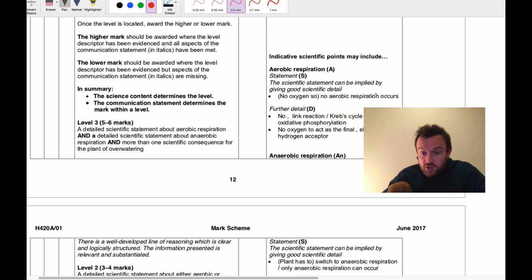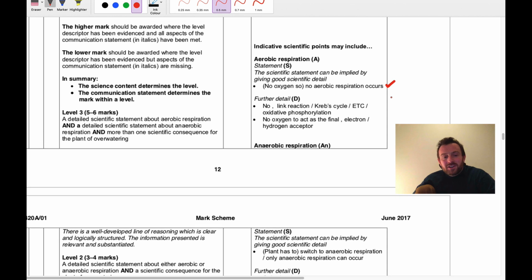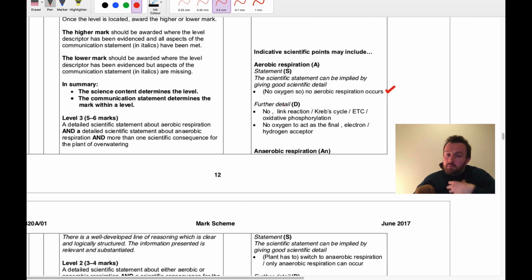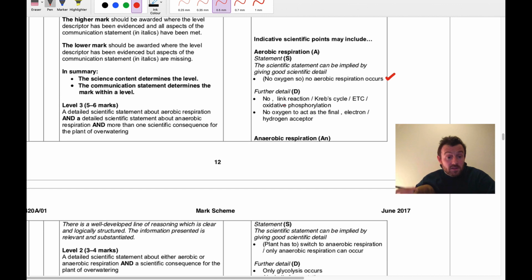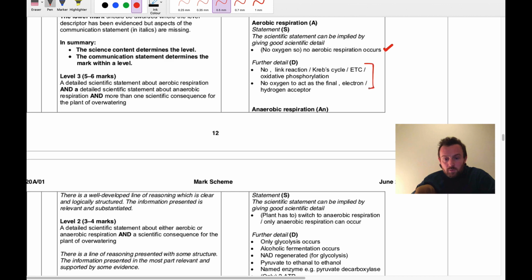Okay, so no oxygen, so no aerobic respiration occurs. Further detail. We haven't covered respiration yet in my class, but we will. So this is some other stuff that you could have said. You could explain why there's less ATP because, we'll learn about this later, there's no link reaction, no Krebs cycle, and no oxidative phosphorylation. So this is extra stuff that we will cover.